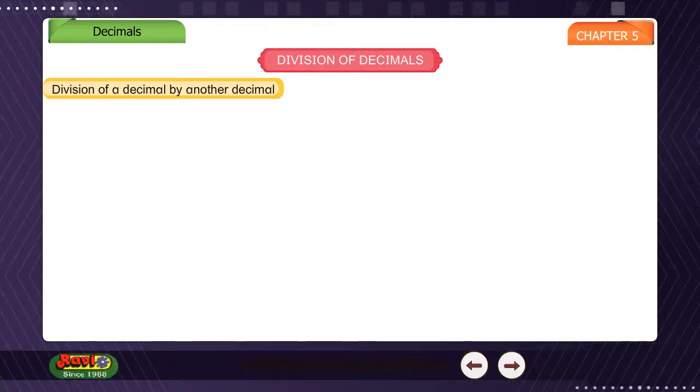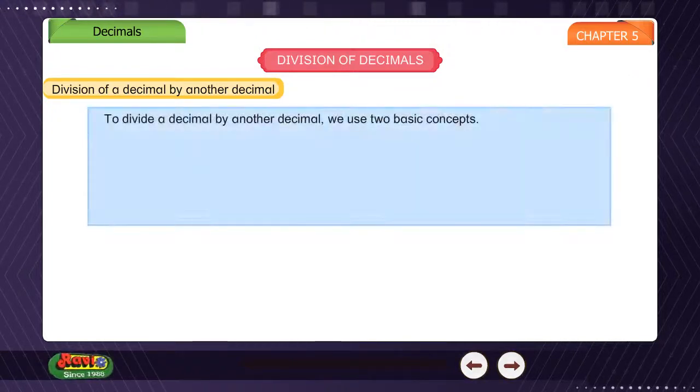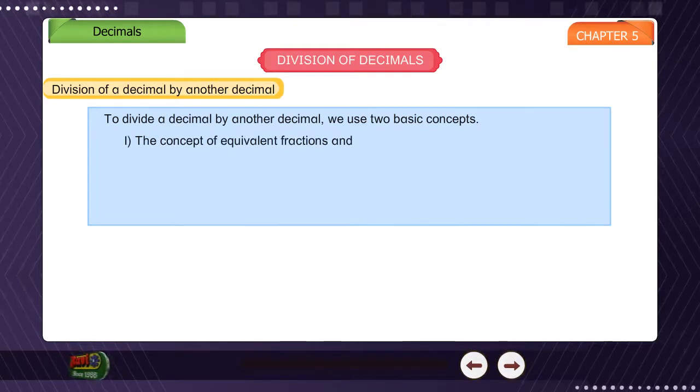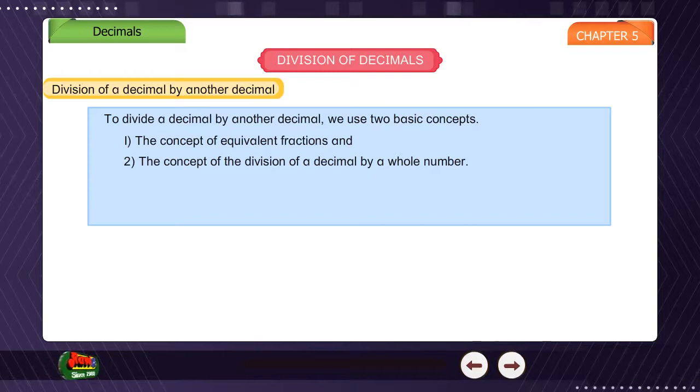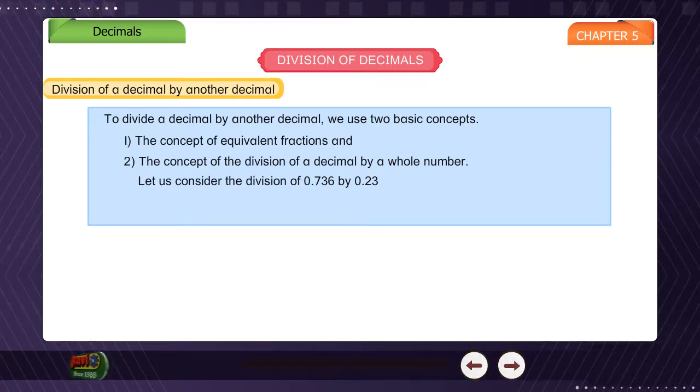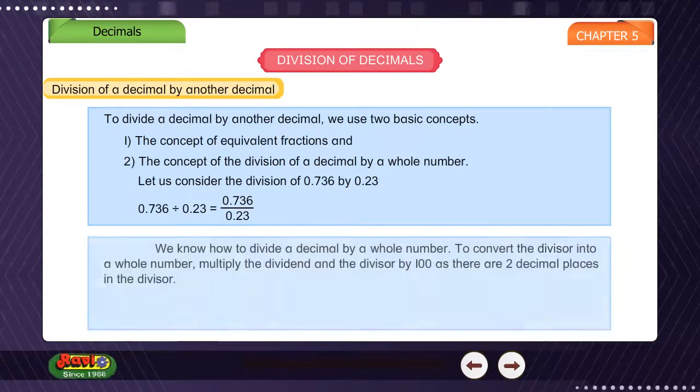Division of a decimal by another decimal. To divide a decimal by another decimal, we use two basic concepts. 1. The concept of equivalent fractions, and 2. The concept of the division of a decimal by a whole number. Let us consider the division of 0.736 by 0.23. 0.736 divided by 0.23 is equal to 0.736 by 0.23.